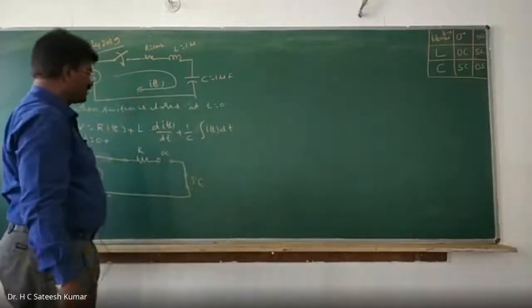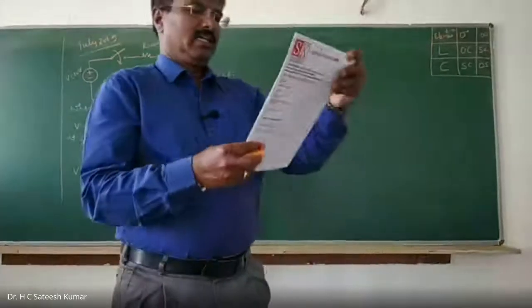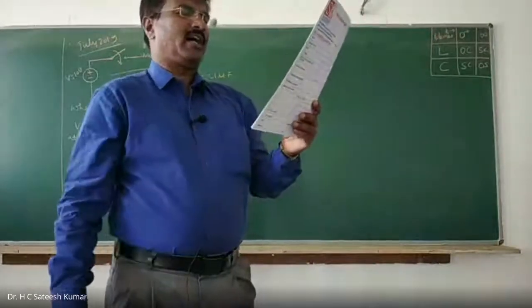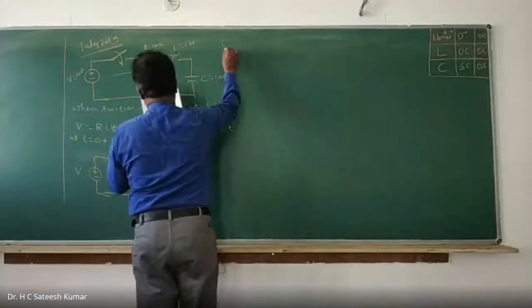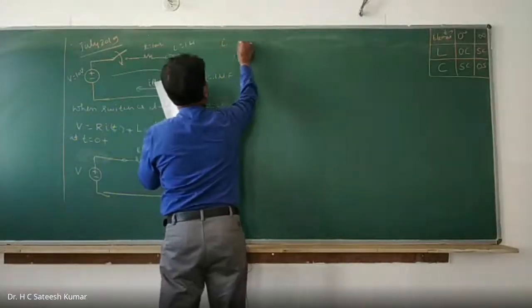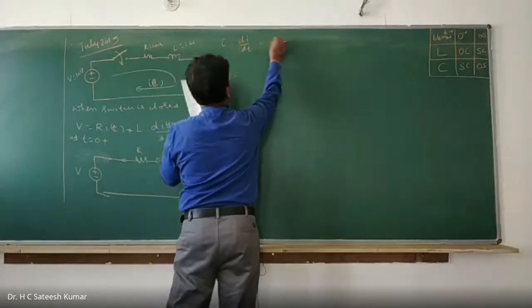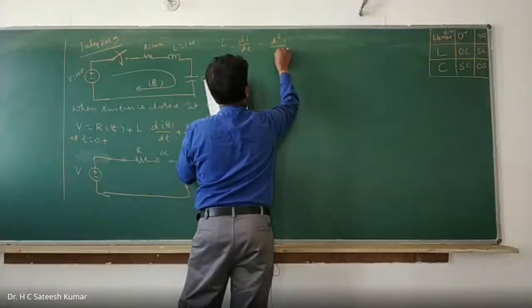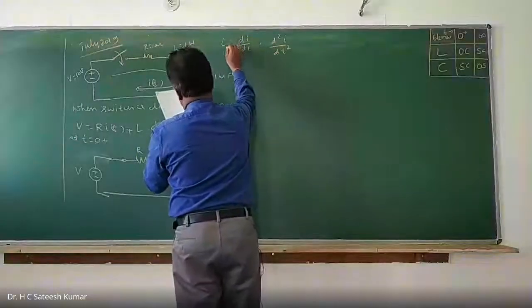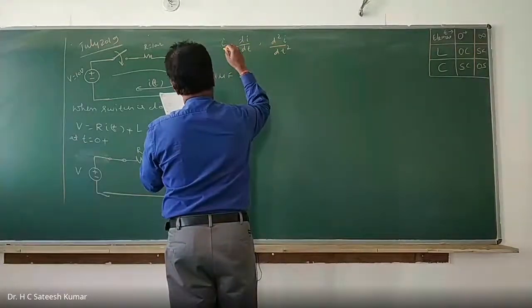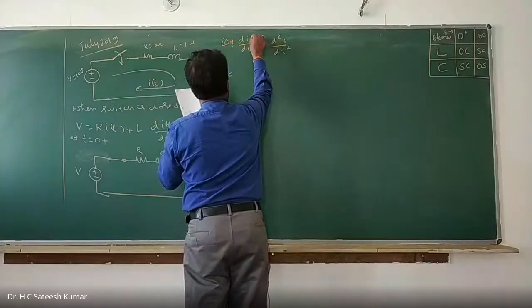Now what did he say in the question? Read the question. In the circuit shown in the figure, find i. That means we need to find out i, di by dt, and d squared i by dt squared at t is equal to 0 plus. That means we should find out i of 0 plus and di by dt at 0 plus.